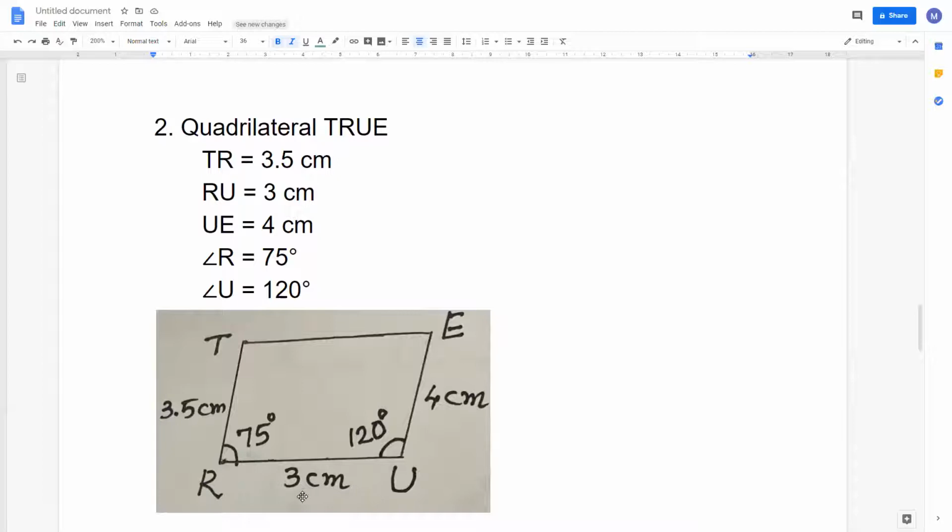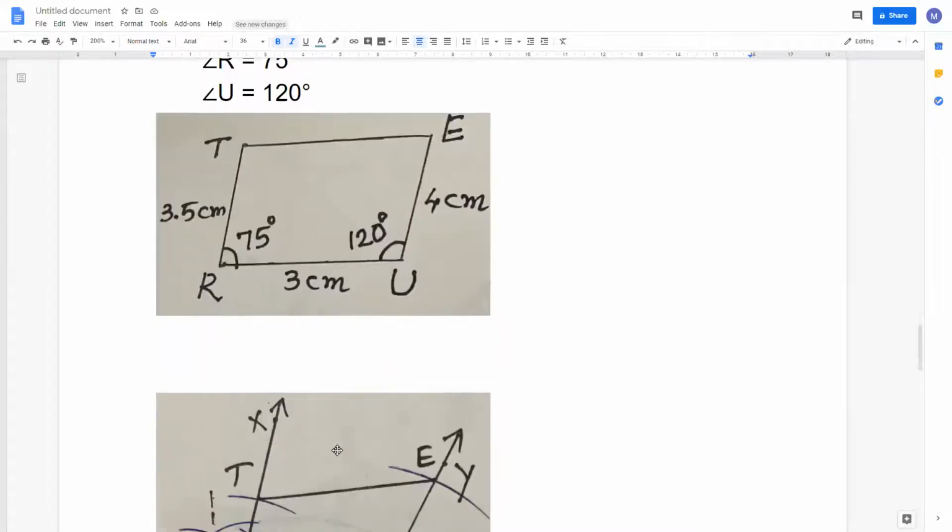TRUE. See, one thing you have to take care of, that is, here two angles given, angle R and angle U, that side, including that side, we have to take as the base. So that first we have to draw that side RU, then at R we will construct angle 75 degree, then at U we will construct the angle 120 degree. Then these two sides length we are knowing, those two sides length we are cutting arc, and then we will get the point T and E, and then we will get the quadrilateral.